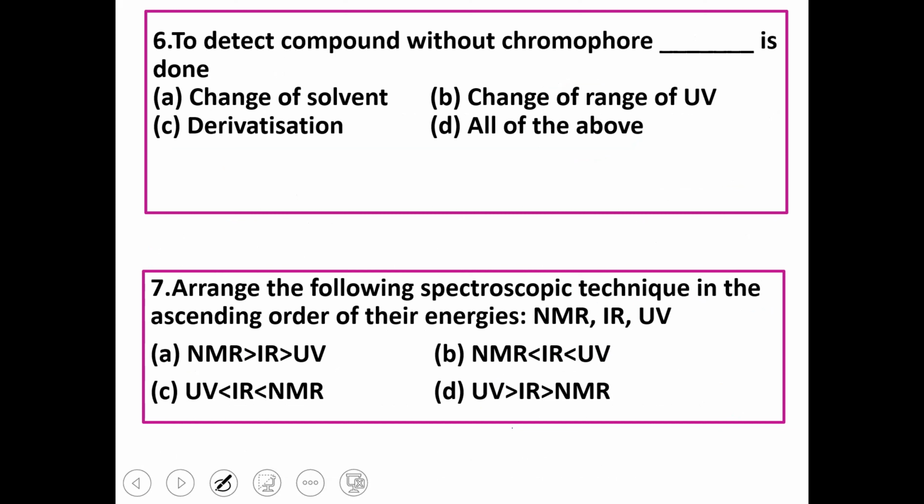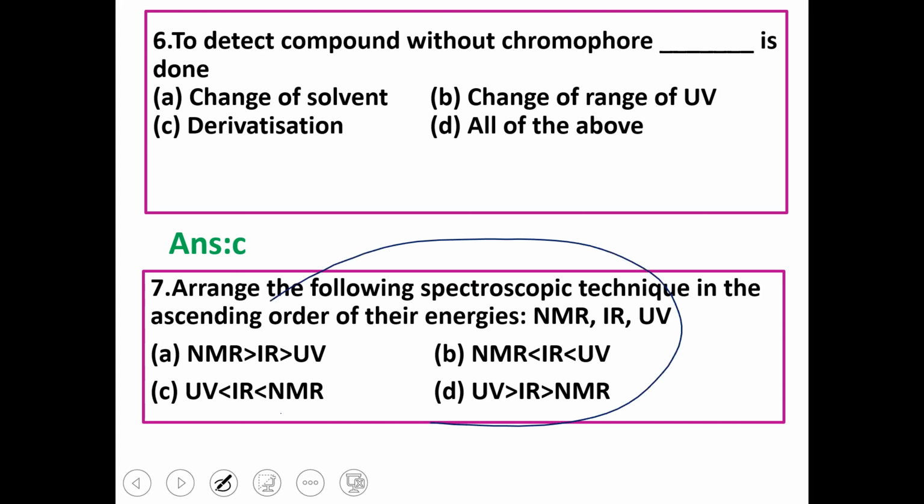And so when you want to detect compounds without chromophores, I said chromophores are very important for having absorption in the UV or visible light. But you don't have chromophores, so there's a choice of converting the non-chromophoric group into a chromophoric group. For that, you have to go for derivatization. Derivatization is the way by which you can convert the non-chromophoric into a chromophoric group. But you cannot do that by simply changing a solvent or a UV range, so those are not the correct answer options.